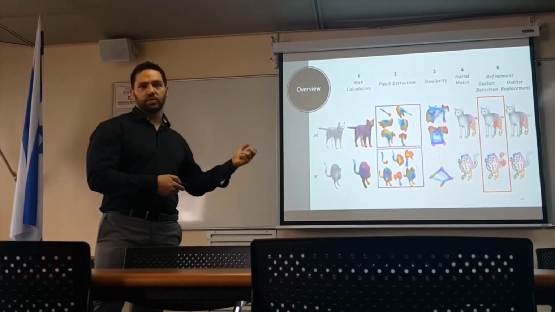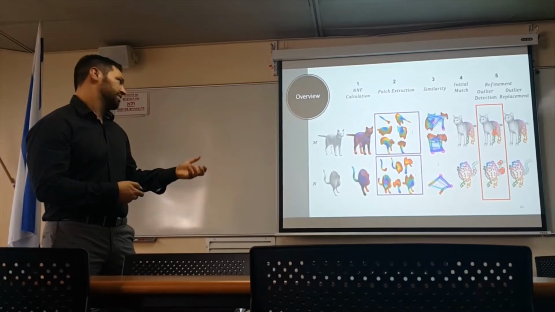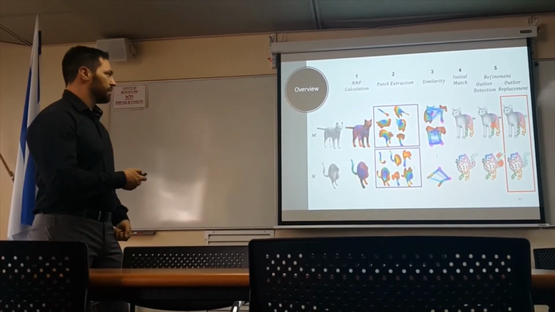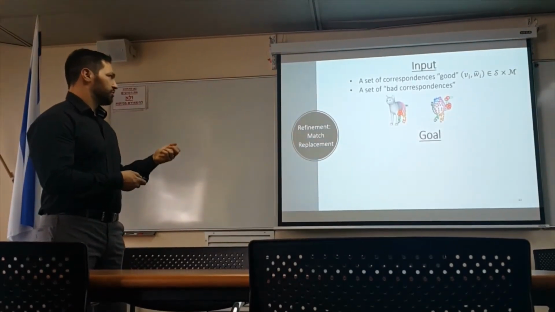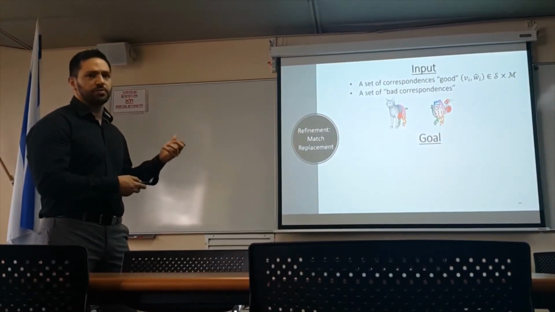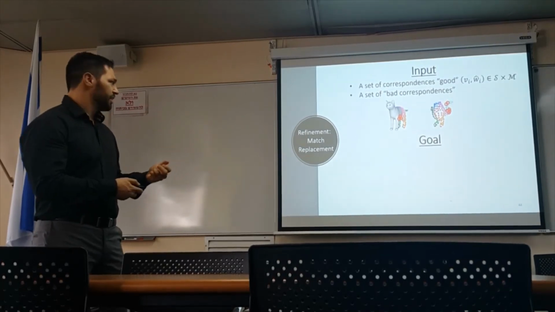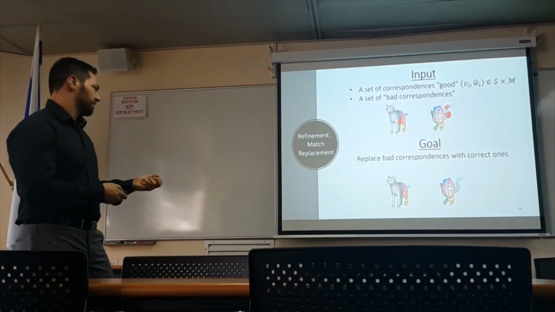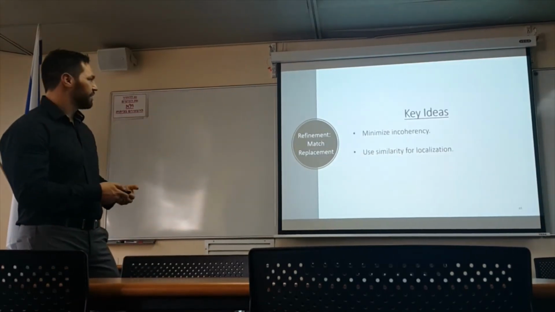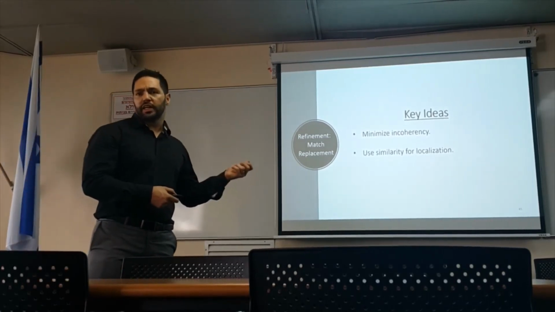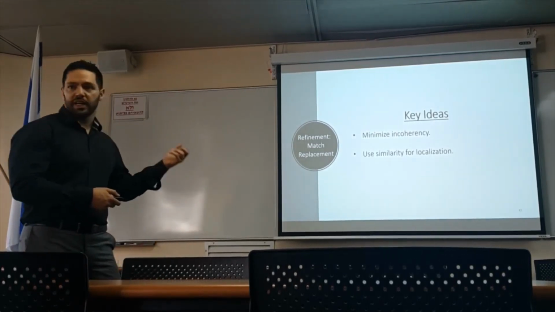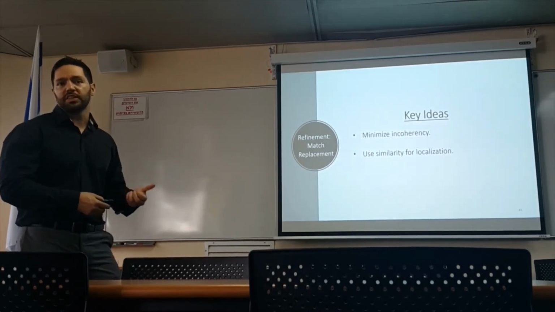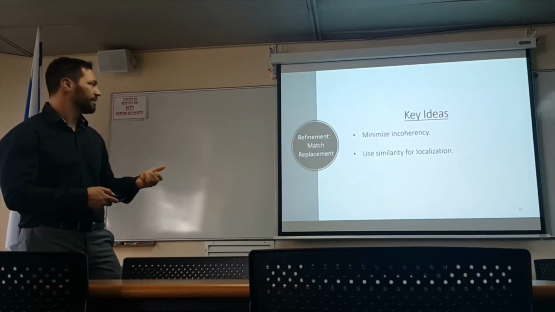Okay, we have detected these outliers. Now, we still want all the surface to be covered, so we want to replace them with better matches. So we have a set of good correspondence and a set of bad correspondence denoted in the red circles here. And we want to replace bad correspondence with correct ones to get fully coherent correspondence. So we already calculated the incoherency. We would like to minimize it. And we have our similarity. We want the local shapes to still be similar, so we use that as well.